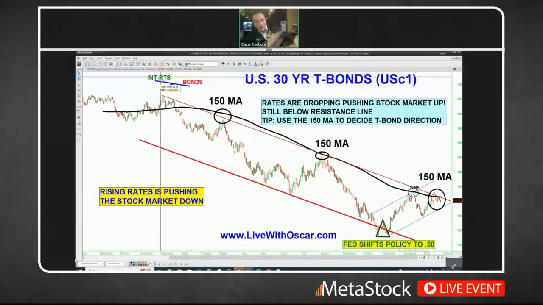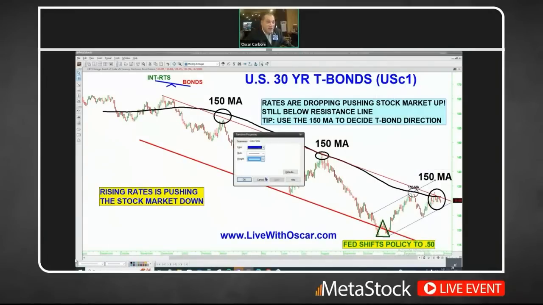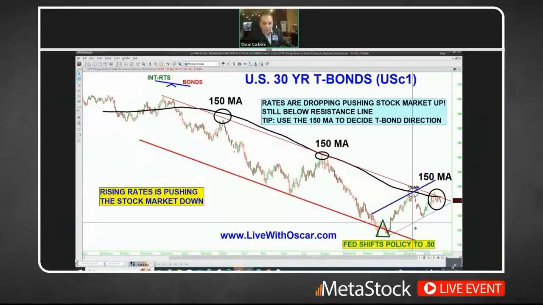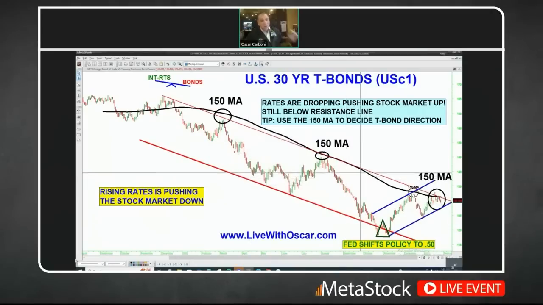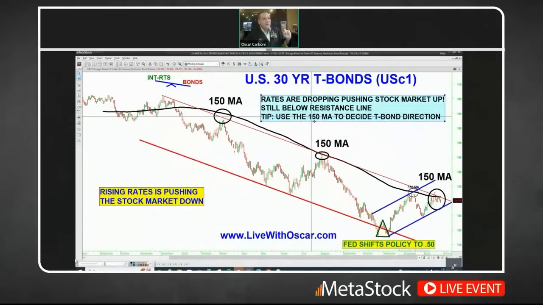That was during the big drop. What we're getting now is, look at this. We're starting to get channels, just like in the stock market, working towards the upside instead of the downside, that we haven't seen in a long time in bonds. What else is happening? Right now, use the 150 moving average. It's the simple 150 simple moving average. Use that to decide bond direction.